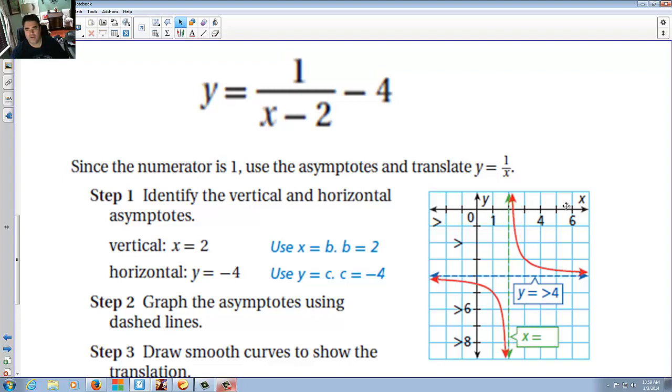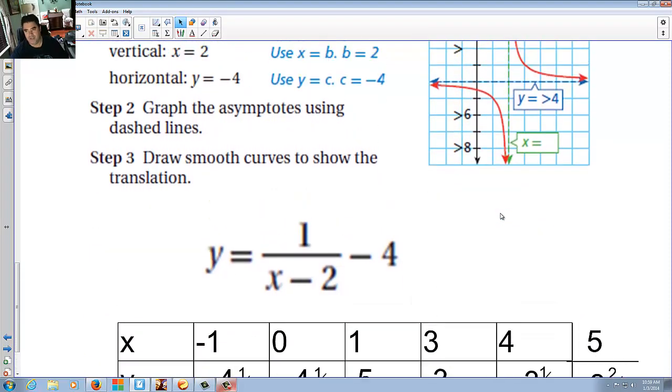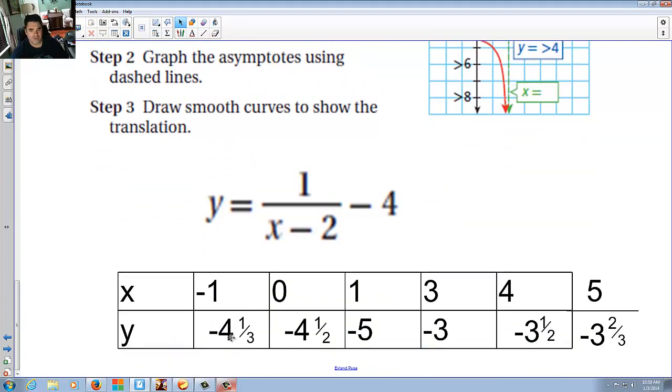So to make it larger than 2, I might go 3, 4, and 5, and I'll plug in my corresponding values. And then to the left of 2, I might plug in, I don't know, negative 1, 0, and 1. And in fact, that's exactly what I did. I plugged in negative 1, 0, and 1, and I got these different values: negative 4 and 1/3, negative 4 and a half, and negative 5.